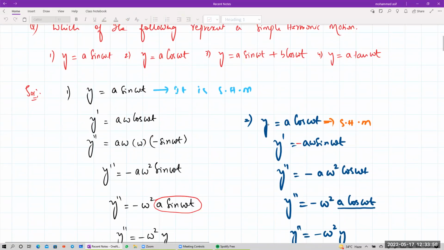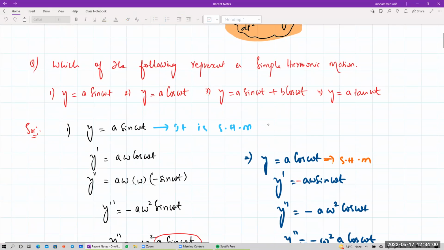Look at this question, sir. Which of the following represents a simple harmonic motion? If equations are given, how do we do it? The first equation is y equals a sin omega t. The second equation is y equals a cos omega t. The third equation is y equals a sin omega t plus b cos omega t, and y equals a tan omega t.